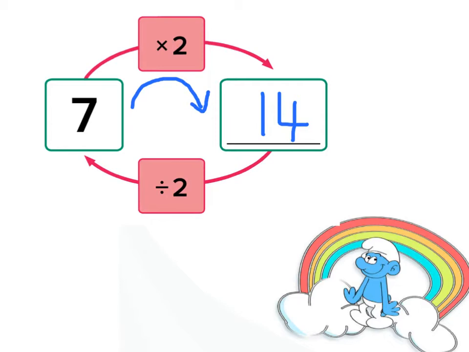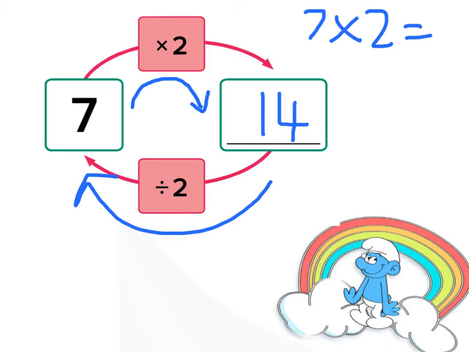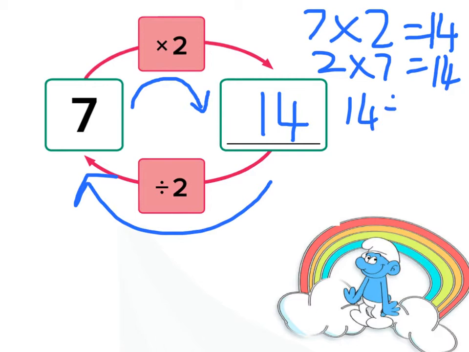But let's go the other way. What about starting at the 14 and going around to the 7? Well, 14 halved is 7. And 14 divided by 2 is 7. So what number sentences could we write to show this relationship? Well, we could write 7 times 2 equals 14. Double 7 equals 14. We could write 2 times 7 equals 14. And we could write 14 divided by 2, so 14 halved equals 7. And we could write 14 divided by 7 equals 2.